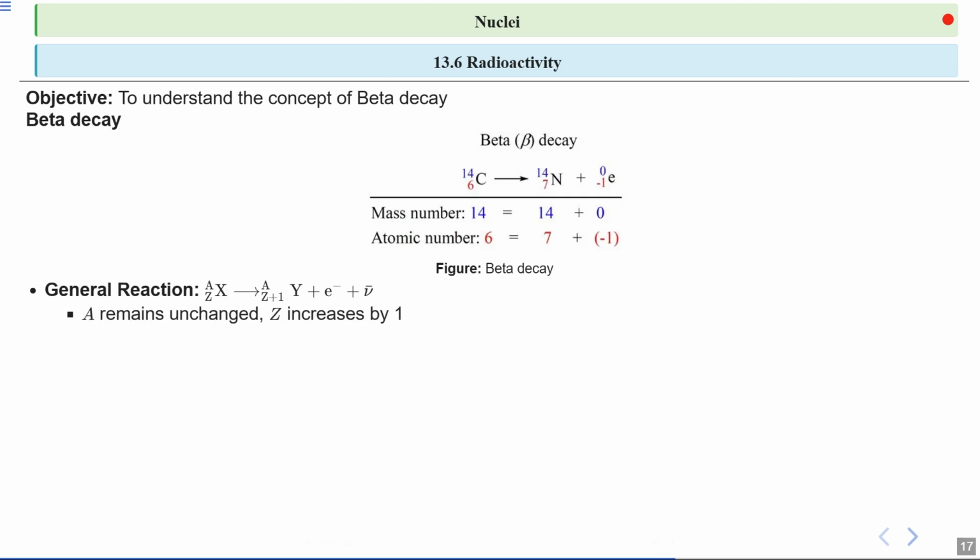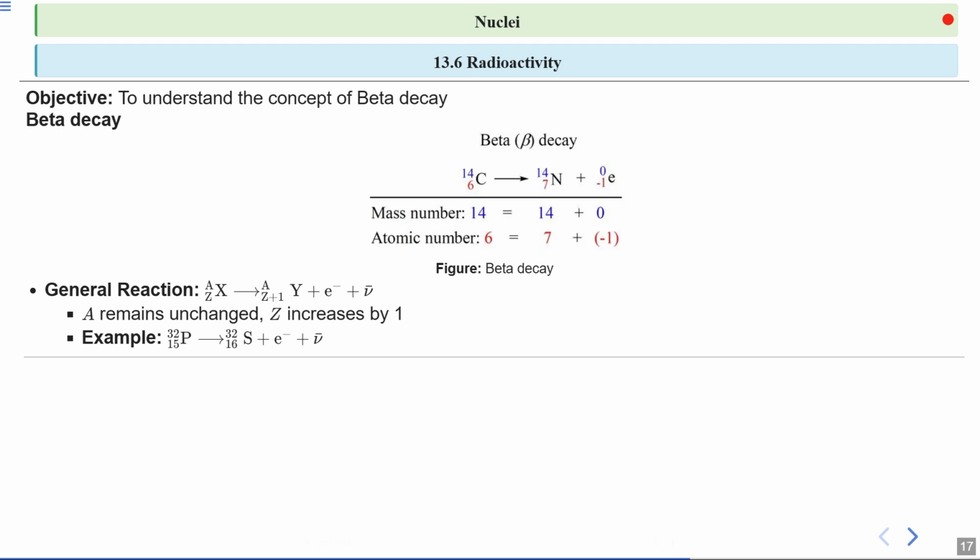So let's focus on what changes during beta decay. The mass number A does not change, so the total number of nucleons in the nucleus stays the same. However, the atomic number Z increases by 1, meaning the nucleus now has one more proton and one less neutron. This change turns the atom into a different element, since the number of protons determines the element's identity.